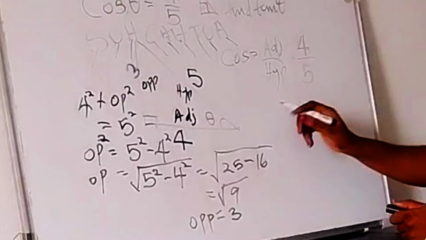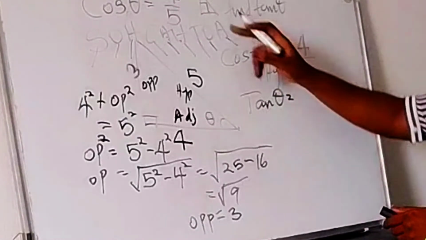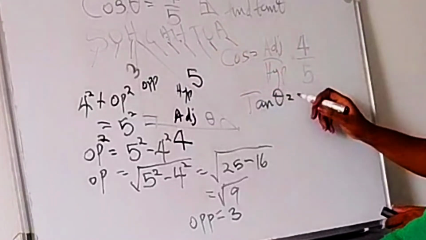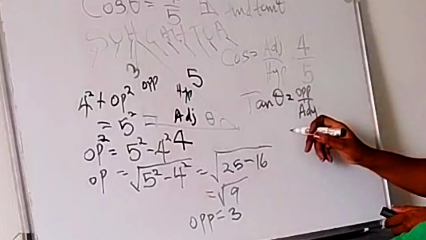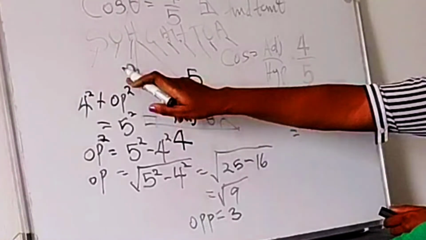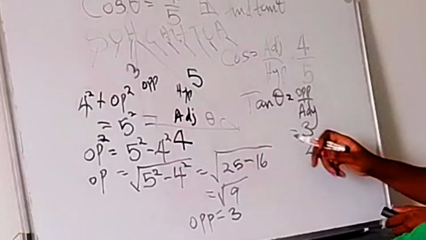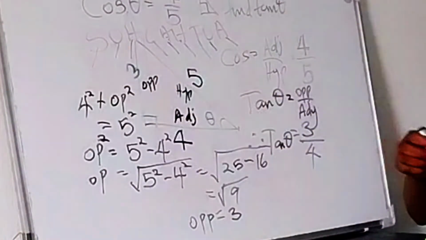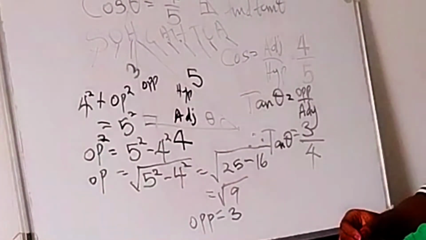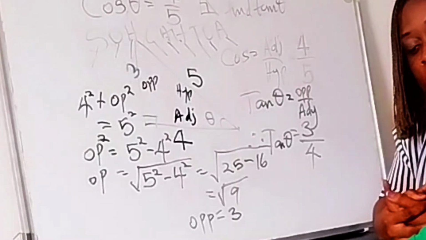So looking for tan theta. Tan theta, right, is what? According to SOH CAH TOA, opposite over adjacent. So the opposite is 3. The adjacent is 4. Therefore, tan theta is equal to 3 over 4. So check the options. Let's know what exactly we got as the answer. 3 over 4, D. Good.